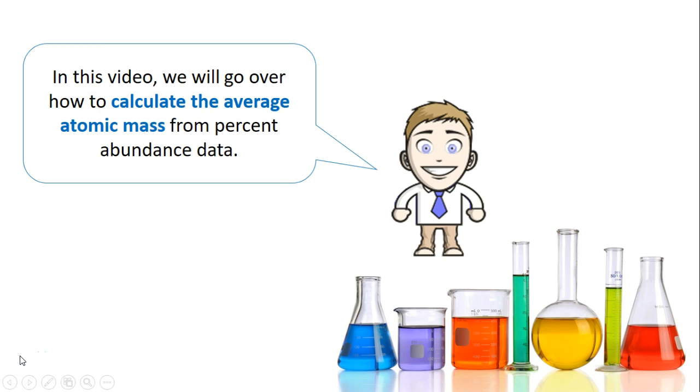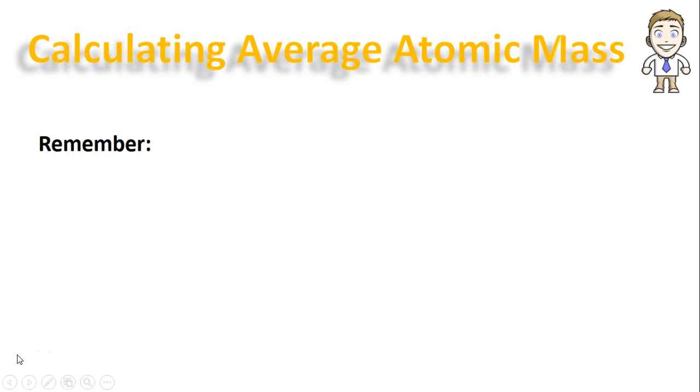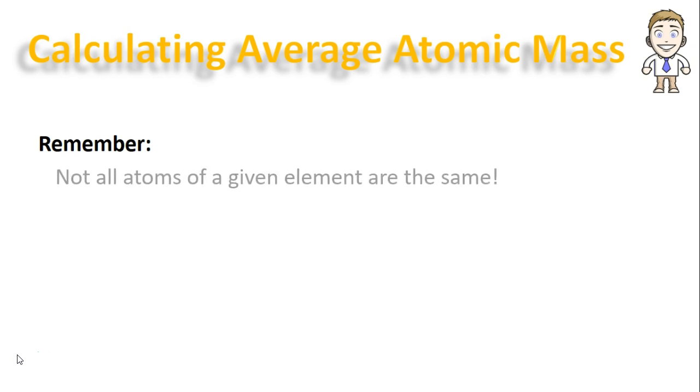Hi everybody, and thank you for watching this Unit 2 video where I'll show you how to calculate the average atomic mass of an element from percent abundance data. Now, before we do this for real and take a look at the calculation, let's just remember some things that we've looked at recently in class.